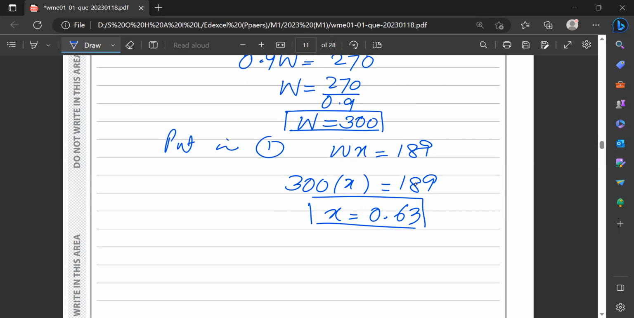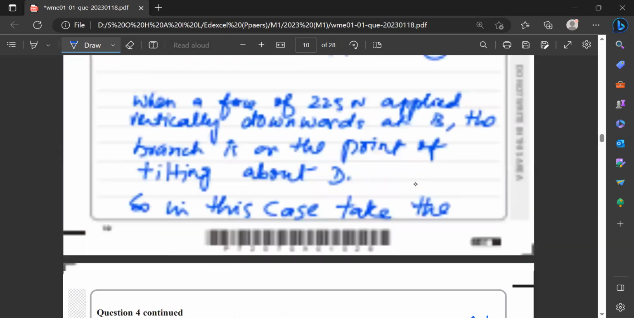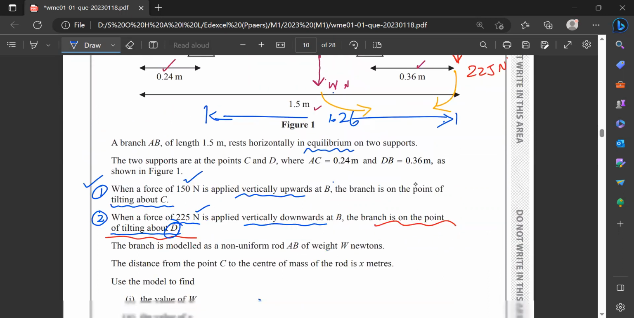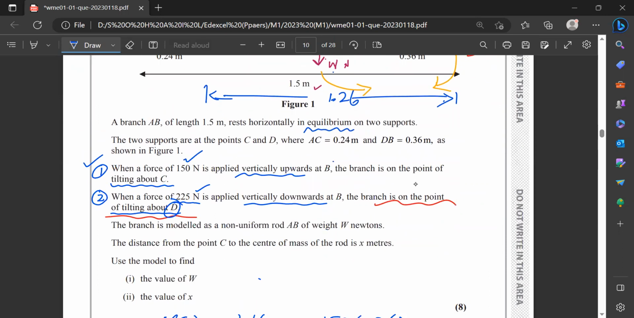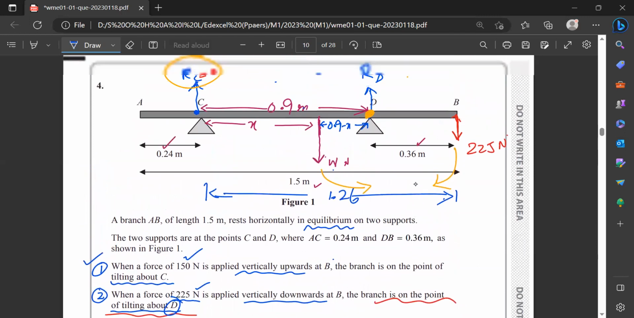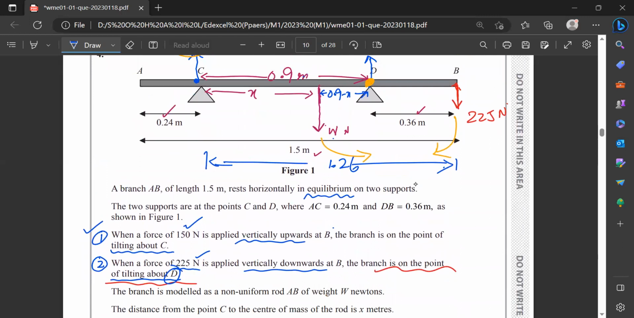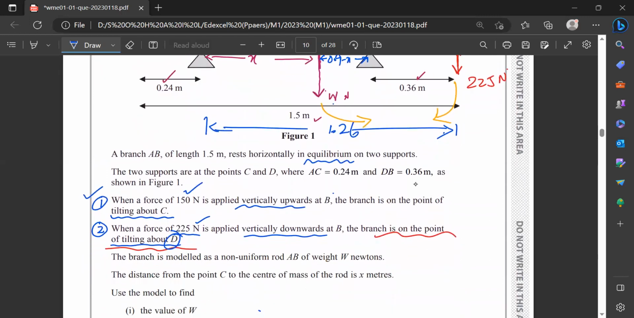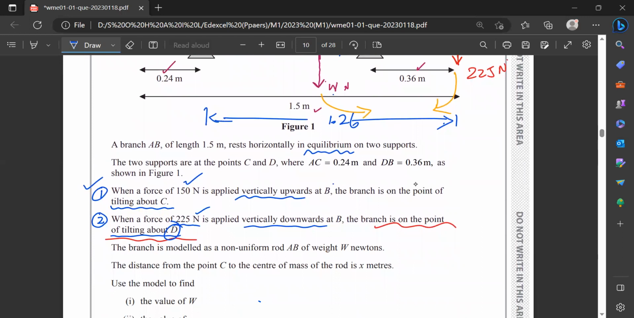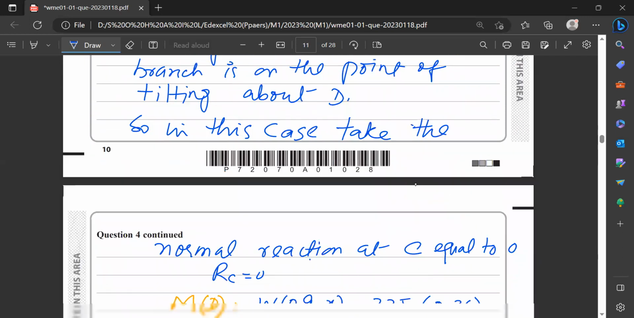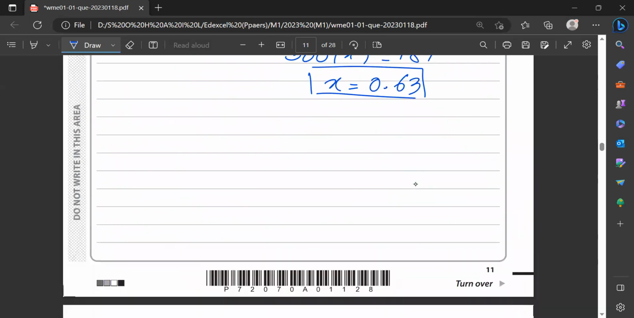So this was your question on moments. The important thing to keep in mind is that at one point you'll have to take the reaction as 0. If it is on the point of tilting about C, in that case you take the reaction at D equal to 0. If it is on the point of tilting about D, in that case you take the reaction on the other support as 0. So this is the question on moments, question number 4.